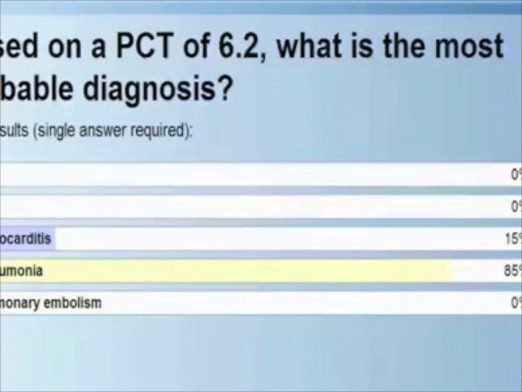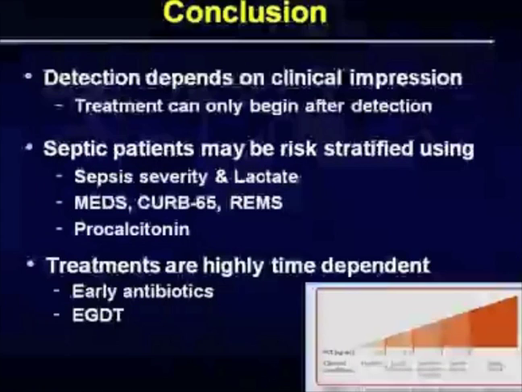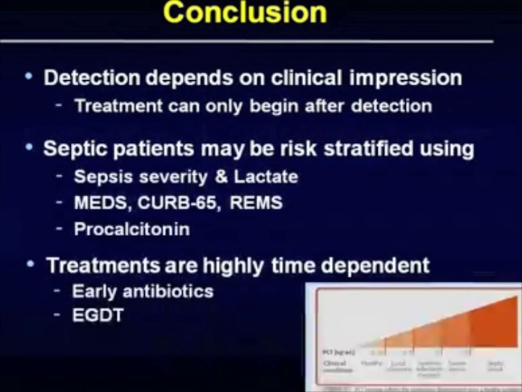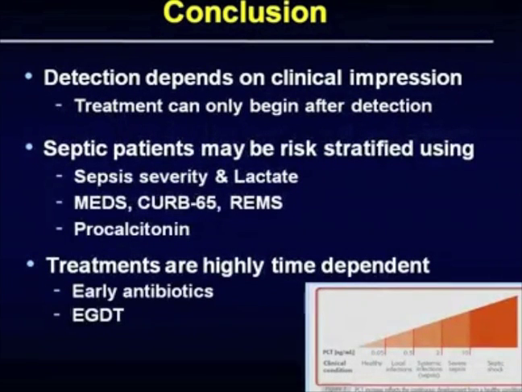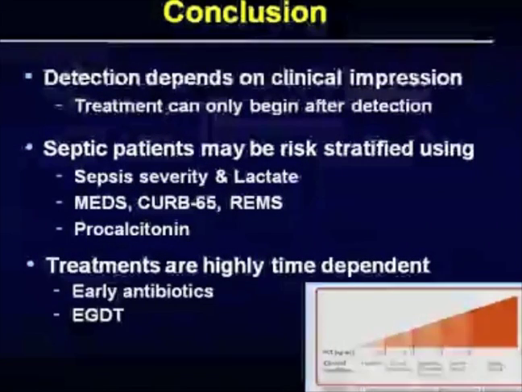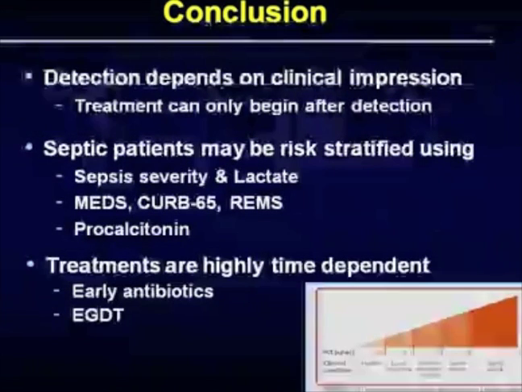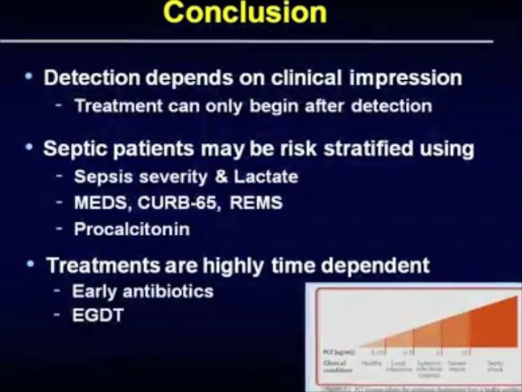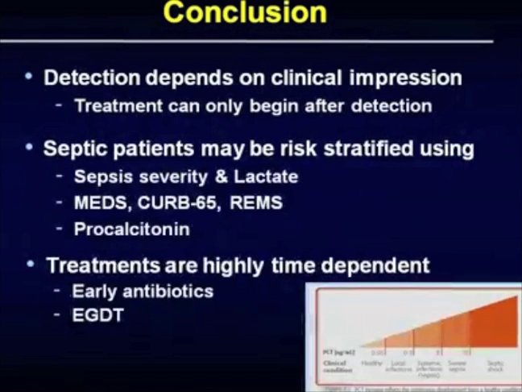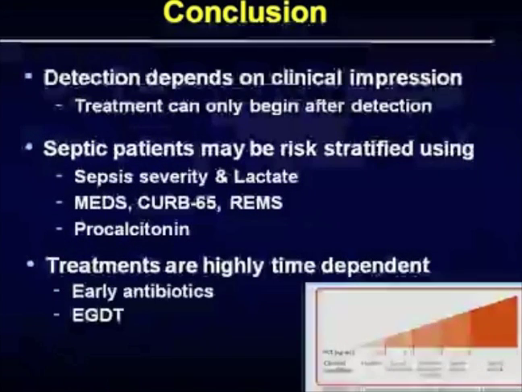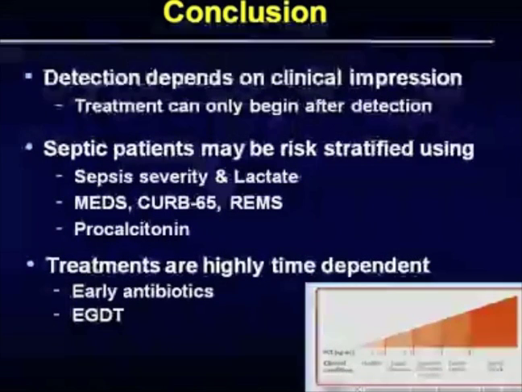are ambiguous in nature. So in conclusion, detection of sepsis syndromes depends on our clinical impression, and we can only start treating these patients once we've figured out that they have a sepsis syndrome, specifically severe sepsis or septic shock. We can use many techniques to stratify these patients, with lactate being the most frequently used, as well as the sepsis severity categories. However, both MEDS score, CURB-65, and rapid emergency medicine scores have been validated to show some ability to differentiate, and procalcitonin is a new biomarker that can accurately create a sepsis stratification.